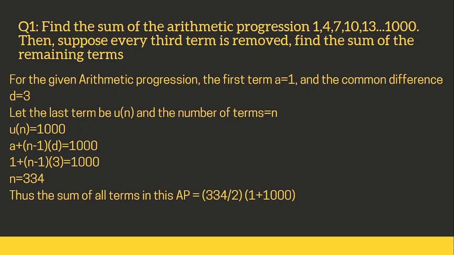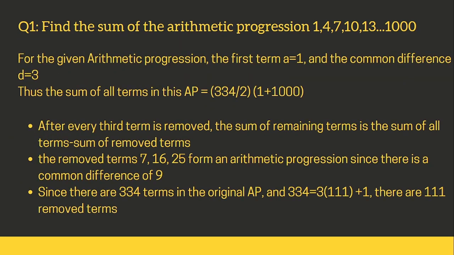Therefore, we can find the sum of all the terms as such. Then, after every third term is removed, the sum of the remaining terms is the sum of all the terms minus the sum of the removed terms.